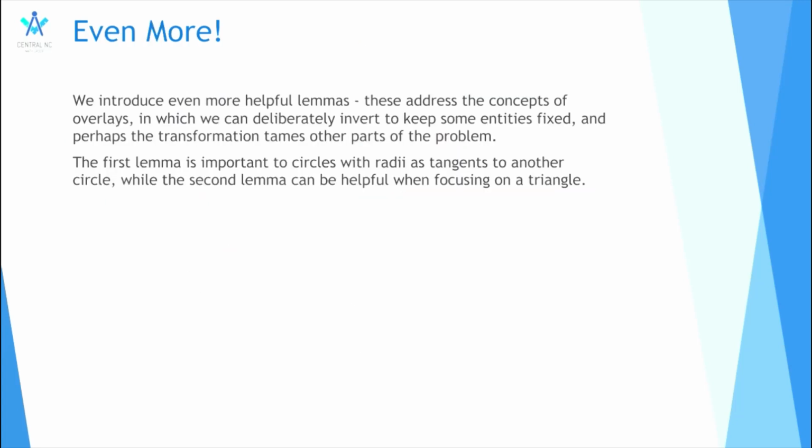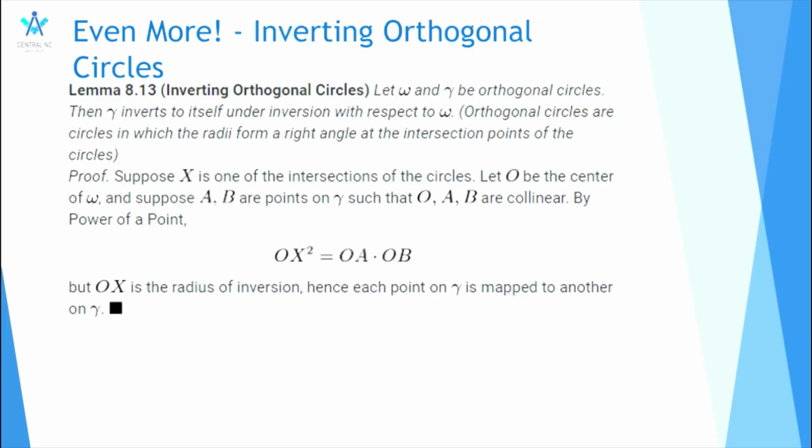Even more. You thought it would end here, huh? You thought wrong. Inversion has a lot to it. So I'm going to present two of the most important lemmas that you need in inversion, as well as what you've just learned. This first lemma is important to circles with radii as tangents to the second circle, while the second lemma can be helpful when we're focusing on a triangle ABC.